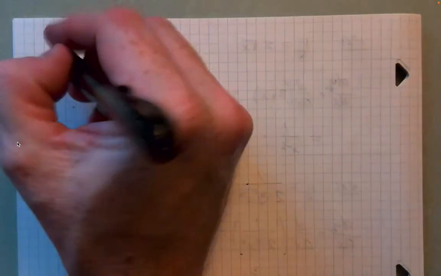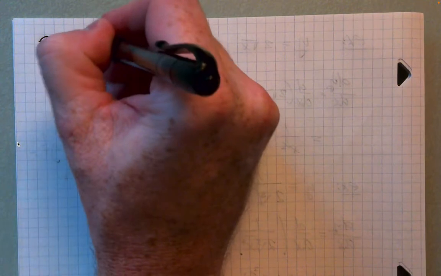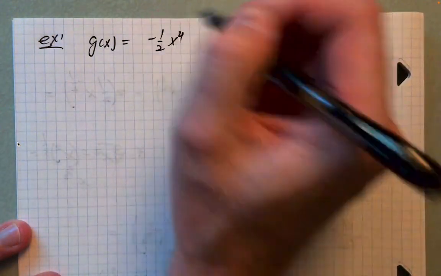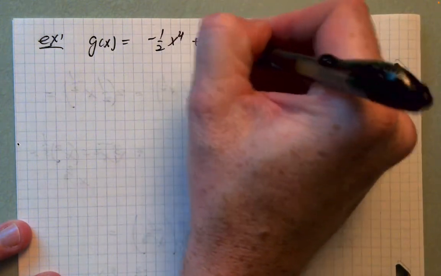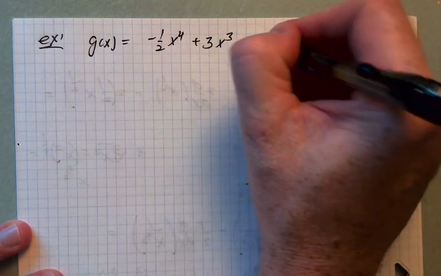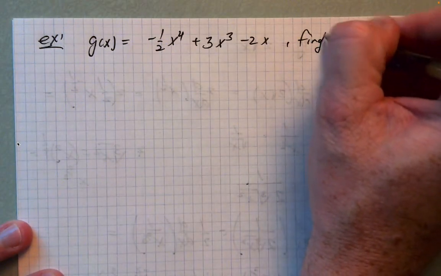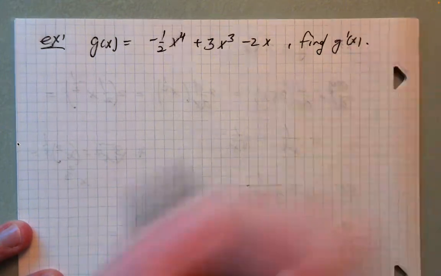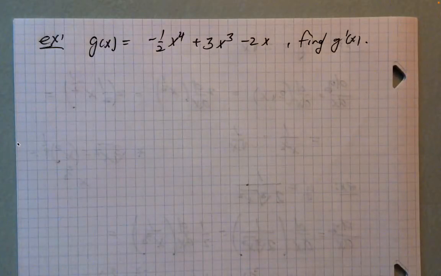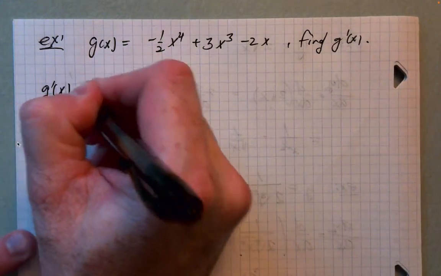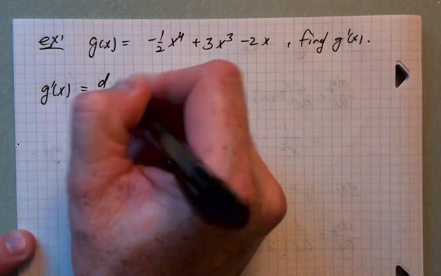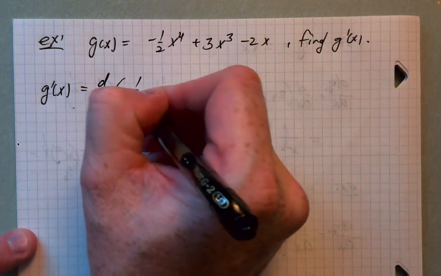So how about an example? This is where we can start building polynomials. So let's say g of x equals negative 1/2 x to the 4th plus 3x cubed minus 2x. Let's say I want to find g prime of x. Okay, we want to find g prime of x. Well, g prime of x is equal to the derivative with respect to x of this thing, so I'll just write it all out here.